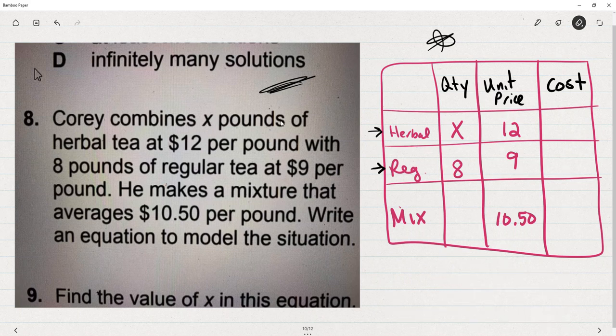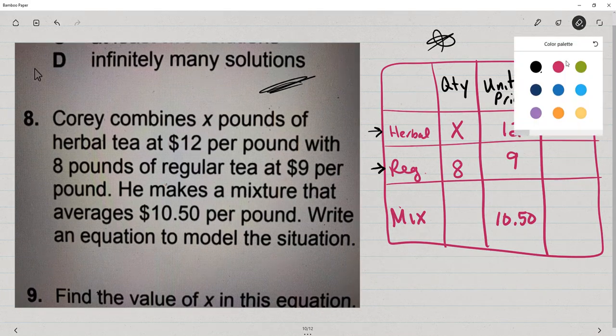Corey combines x pounds of herbal tea, so we have x for the quantity of herbal tea, at $12 per pound. That's our unit price. He combines that with 8 pounds of regular tea at $9 a pound. That's our unit price. And he makes a mixture that averages $10.50 per pound.